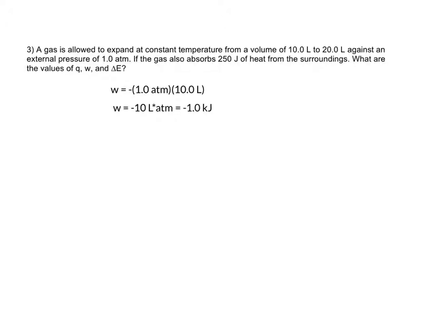And then for Q, it says that this system absorbs 250 joules of heat from our surroundings, right? So that's 0.25 kilojoules. And that would be a positive value because the system is gaining heat in this case. Okay, so then delta E would be just the sum of those two numbers. So we have negative 1 plus 0.25, so we get a delta E of negative 0.7 kilojoules.